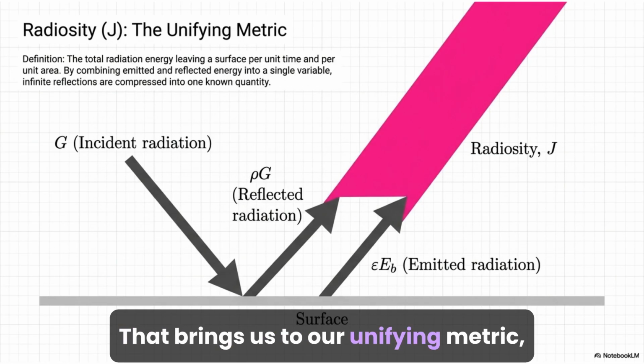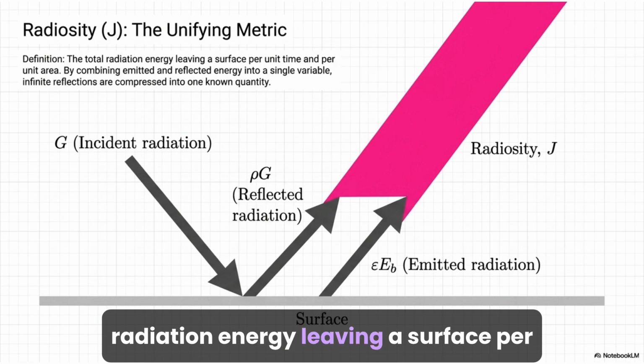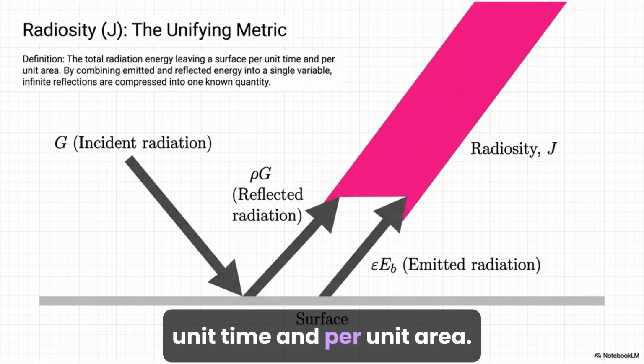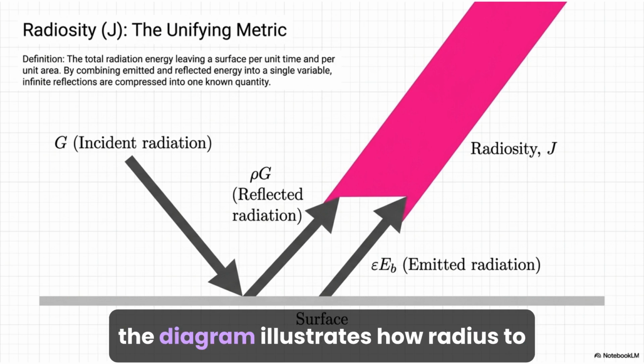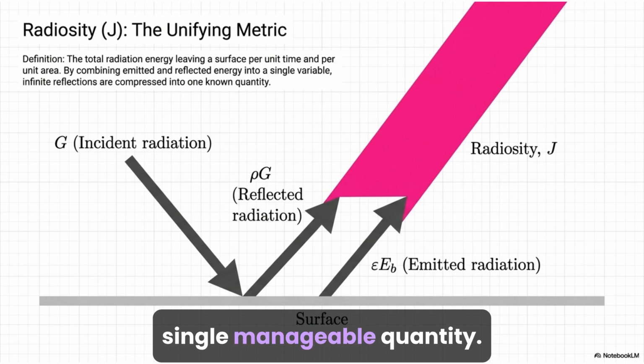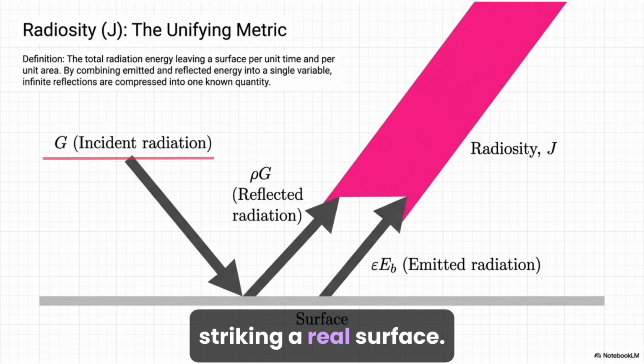That brings us to our unifying metric, radiosity. By definition, radiosity is the total radiation energy leaving a surface per unit time and per unit area. If we look right at the center of the slide, the diagram illustrates how radiosity compresses infinite reflections into a single manageable quantity. We see incoming incident radiation striking a real surface.